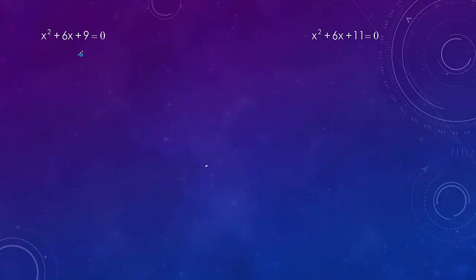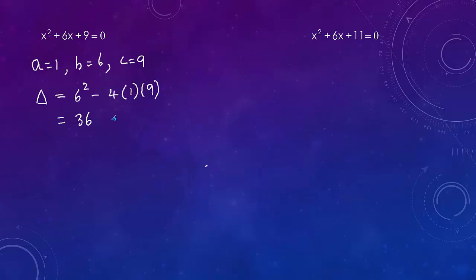Now for this second example, x squared plus 6x plus 9. So we can spot that a is equal to 1, b is equal to 6, and c is equal to 9. So we know that the discriminant is b squared, so that's 6 squared, take away 4 times a times c, which is 36, take away 36, which is 0.